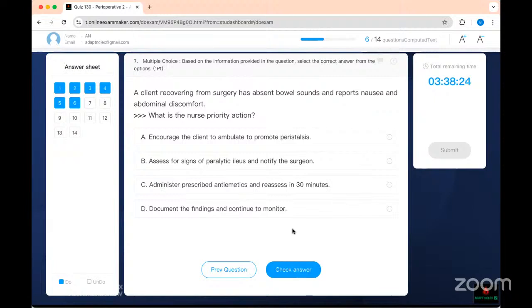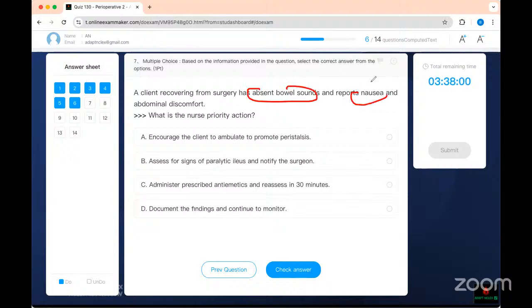What is the next priority action? A client recovering from surgery has absent bowel sounds and reports nausea and abdominal discomfort. He had surgery. The buzzwords are what? Absent bowel sounds.